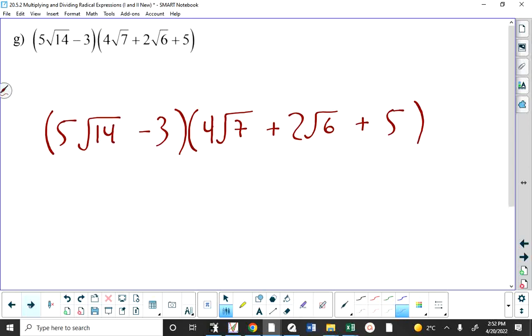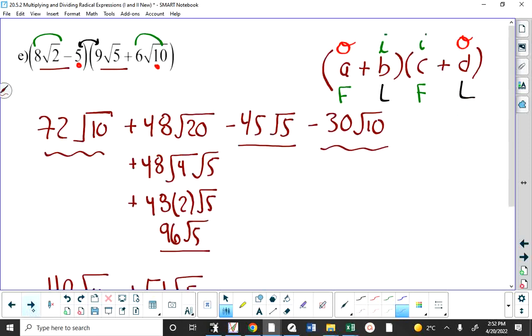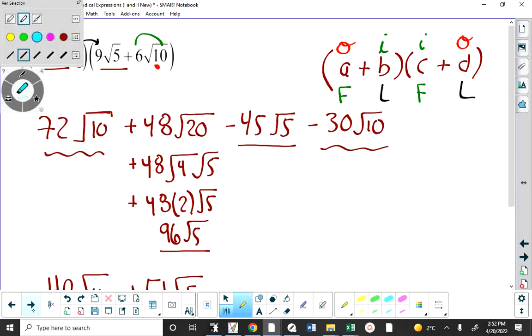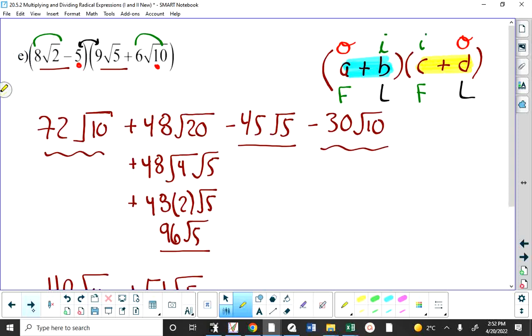Whenever you go binomial times binomial, the reason why FOIL works, and I think I have one here where we had FOIL, just focus in the top right corner of your screen, is that FOIL ensures that everybody in the blue group dances once with everybody in the yellow group. That's what the distributive property of multiplication means.